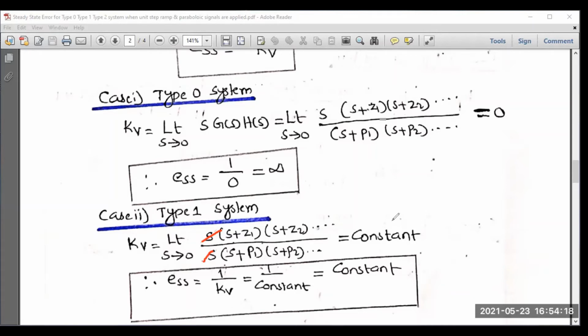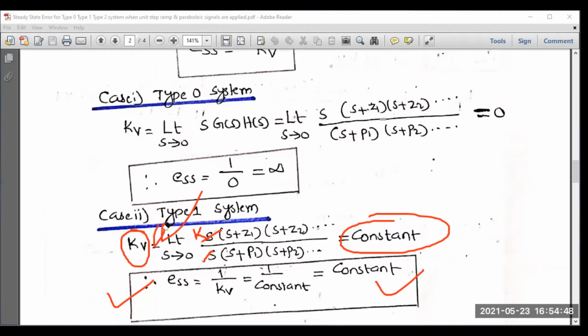So the answer will be constant. Okay. Only z1, z2, and K also here. There is one K also available. So don't forget to put K. Nothing will happen, but it's a standard procedure. K should also be added. While writing, I missed the value of K. Nothing happens. Okay. So kv is equal to constant. Therefore, steady state error can be computed by 1 by kv. 1 by constant is nothing but constant. I hope it is clear.